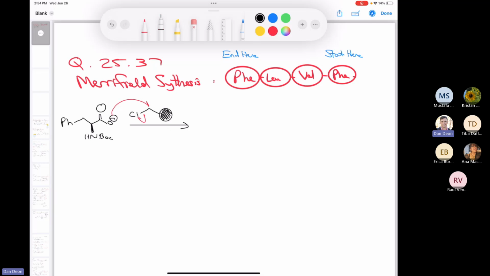So what's that going to look like? Now I'm going to flip it a little bit. I'm going to rotate this bond, and you'll see why in just a second. It actually makes it easier to understand. So I'm going to put my Boc and H. I'm going to put my R group down here, and then here's my bond to my polymer, like that. Okay, so now I've got the first group stuck to the polymer.